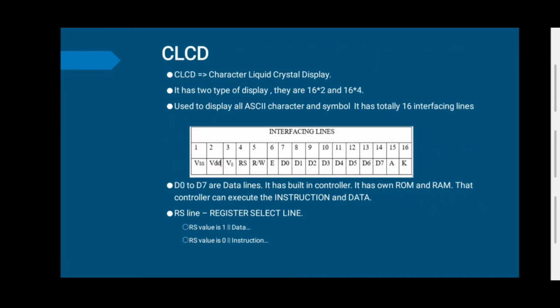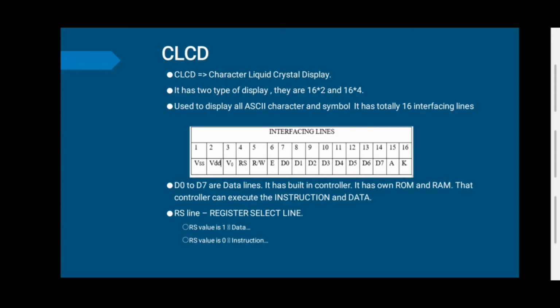CLCD, character liquid crystal display. It has two types of display: 16 by 2 and 16 by 4, used to display all ASCII characters. It has totally 16 interfacing lines. D0 to D7 are data lines. It has a built-in controller with its own ROM and RAM. That controller can execute the instruction and data.